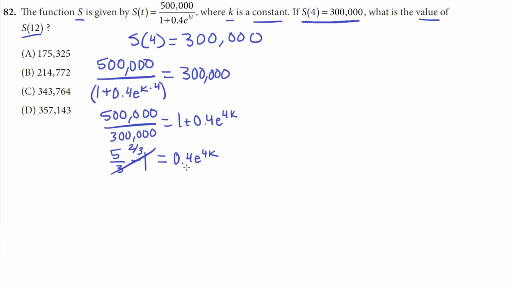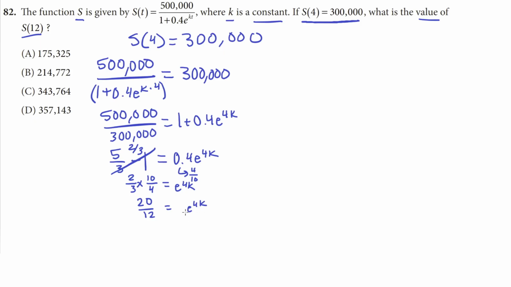And let's divide that by 0.4. So dividing by 0.4, we know that 0.4 is 4 over 10. So dividing by a fraction is the same as multiplying by its reciprocal. So 2 over 3 times 10 over 4, and that's equal to e to the 4k. So 2/3 times 10/4, that's 20 over 12. And that equals e to the 4k.